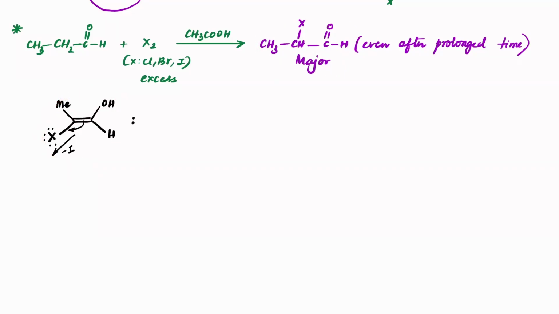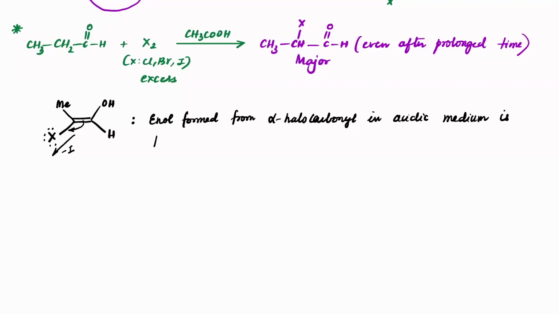So I can say here now as a note: the enol form from alpha halo carbonyl compound in acidic medium is hardly stable, as halogens are strong withdrawing groups.